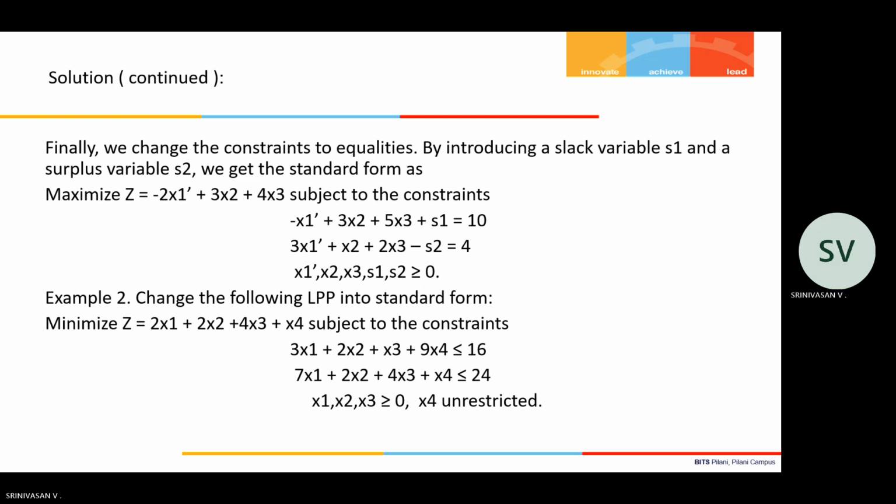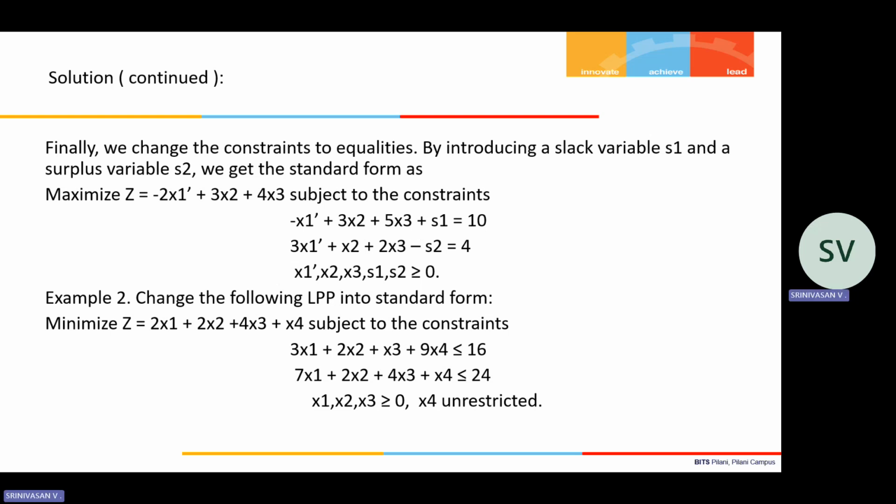Again, finally, we change the constraints to equalities. Once those two conditions are taken care of, we now go for changing the constraints to equalities. See, this is how we go for rewriting a given LPP into its standard form.